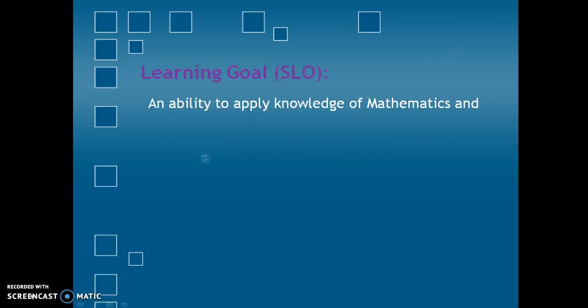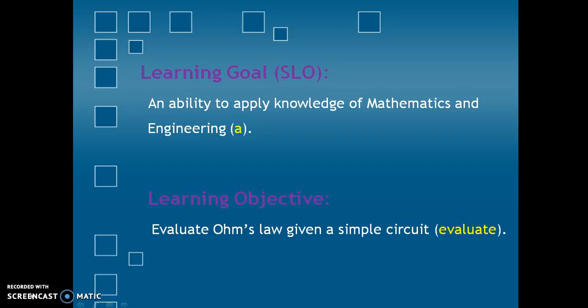Our learning goals: an ability to apply knowledge of mathematics and engineering, and we have a learning objective: evaluate Ohm's law given a simple circuit. Now, two things to point out: that we have a learning goal and a learning objective. The goal is always broader than the learning objective. So when we talk about learning goal, also known by the way as a student learning outcome, the learning objective is more specific. So we say evaluate Ohm's law given a simple circuit.